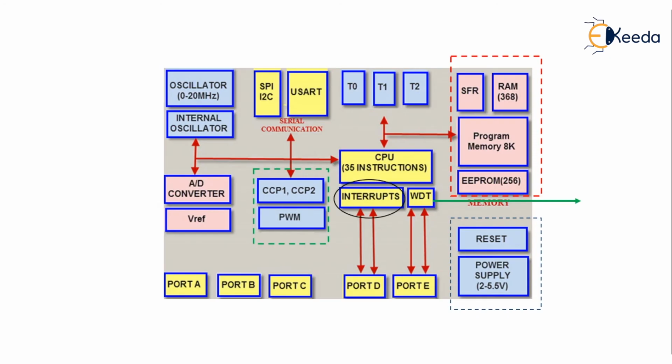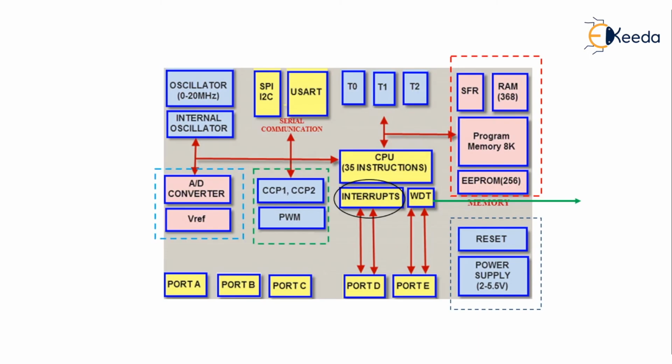Then interrupts. I said earlier, interrupts are of two types, external interrupts and internal interrupts. Internal interrupts we can generate through timer, whereas external interrupts may be hardware interrupts. In hardware interrupts, there are LCD interrupt, ADC interrupt, serial communication interrupt. There are lots of external interrupts.